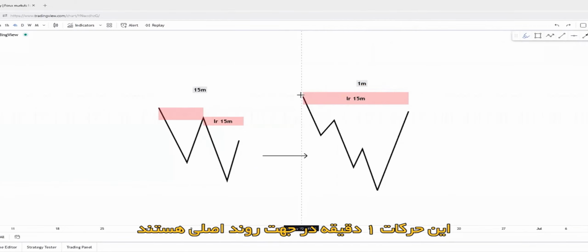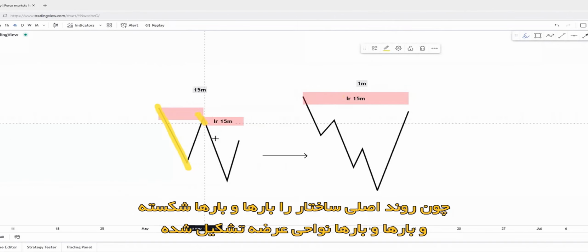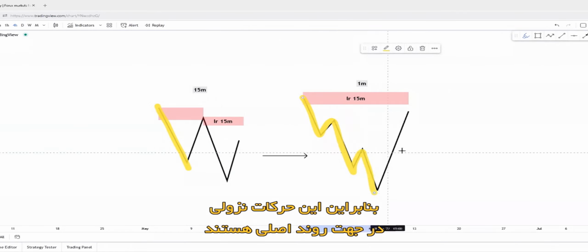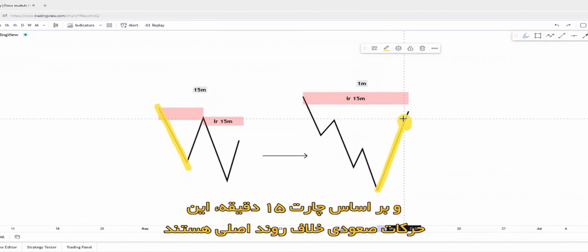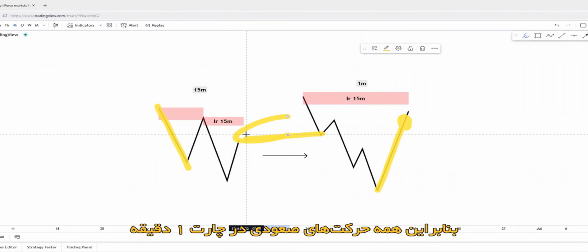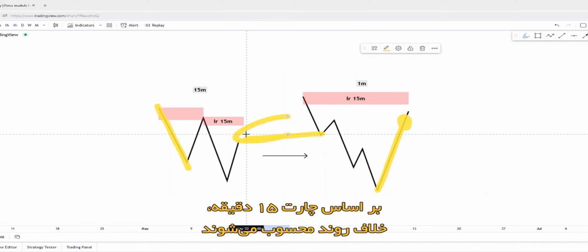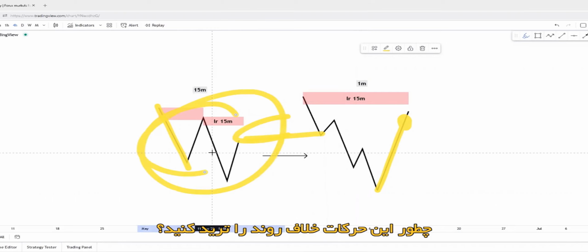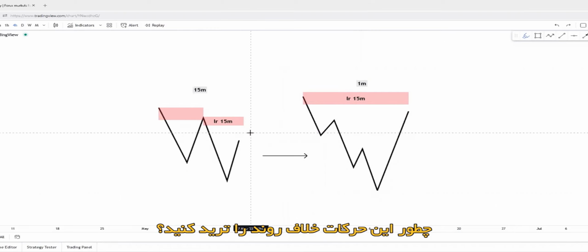Okay, these 1-minute movements are the main trend of the 15-minute chart, right? Because the main trend is creating breakout structures over and over again, respecting supply zones over and over again. So these downside movements are the main trend movements on the 1-minute chart. And these upper movements are the counter trend movements on the 1-minute chart according to the 15-minute. So all of the upside movements on the 1-minute chart will be considered counter trend movements according to the 15-minute chart.